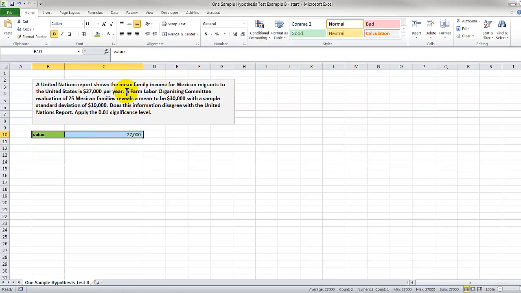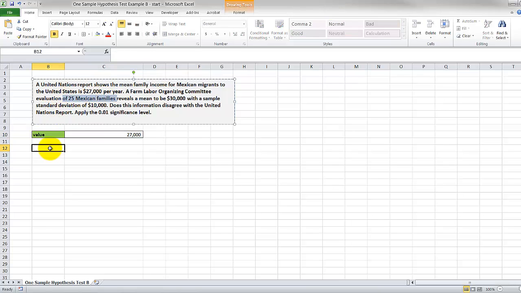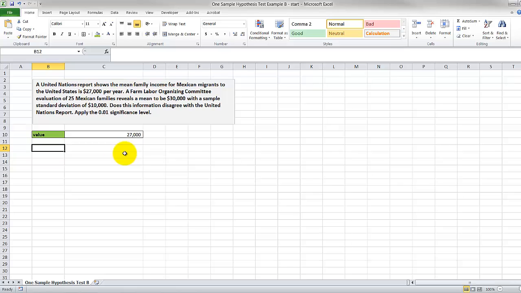Okay, so now a farm labor organizing committee evaluation of 25 Mexican families. So this is going to be the sample information that we're comparing to this value. We want to prove or disprove that this sample that we've collected has enough statistical evidence to conclude that it does actually disagree with this study. So anyway, let's go ahead and document the N value here. N value will be the 25 families.